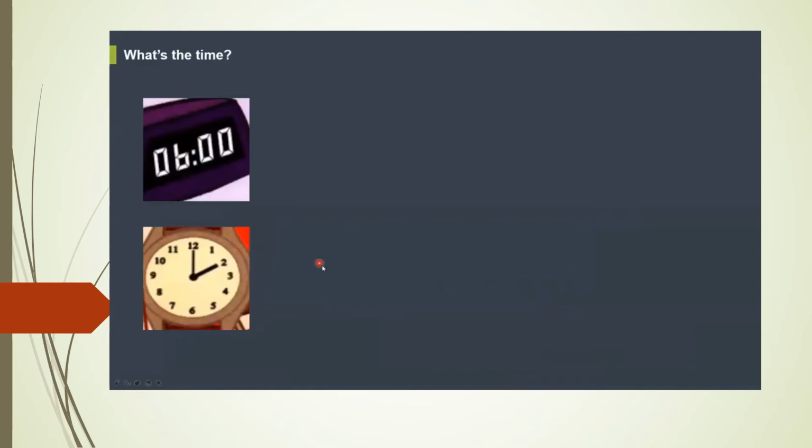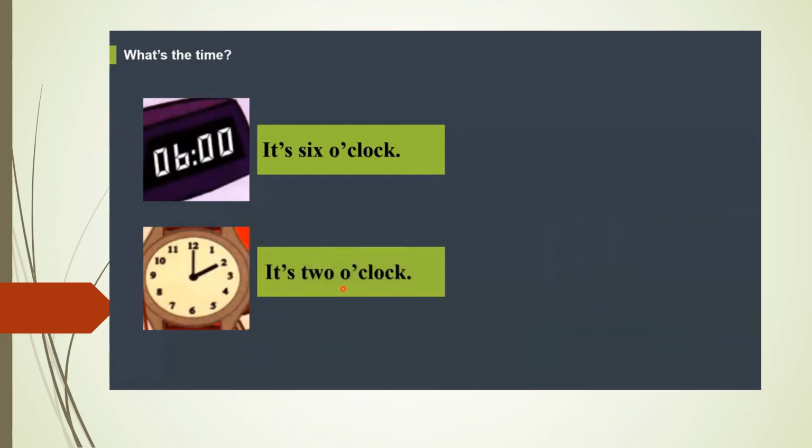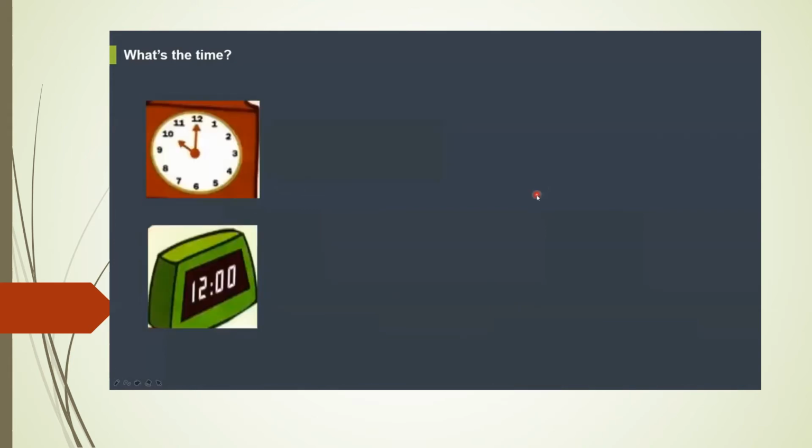So let's see some examples here. What's the time? It's 6 o'clock. Now this is a bit confusing, but this is the short one and this is the long one. So what time is it? Yes, it is 2 o'clock. So what is 's about? Apostrophe s. It is. Short form of it is. So what time is it? The long needle points at 12. It is 10 o'clock.